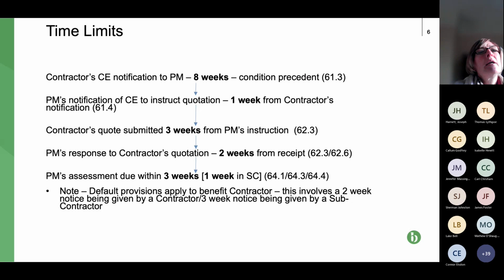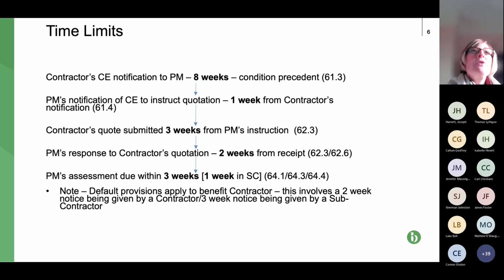So I've done a little flow chart on the time limits and a summary, just because it's quite a convoluted process, and I think sometimes we can get a bit tied up with it. Now, be careful, because some of these timescales are different in subcontracts, and also what you will find is that where there's a timescale for the contractor or subcontractor to do something under NEC, quite often in the Z clauses it gets amended by reducing it.